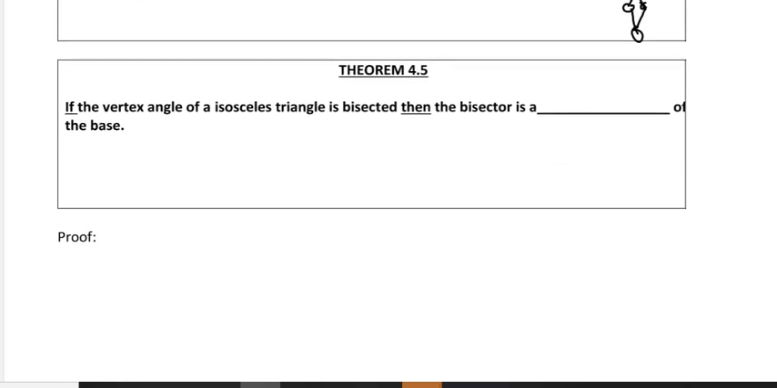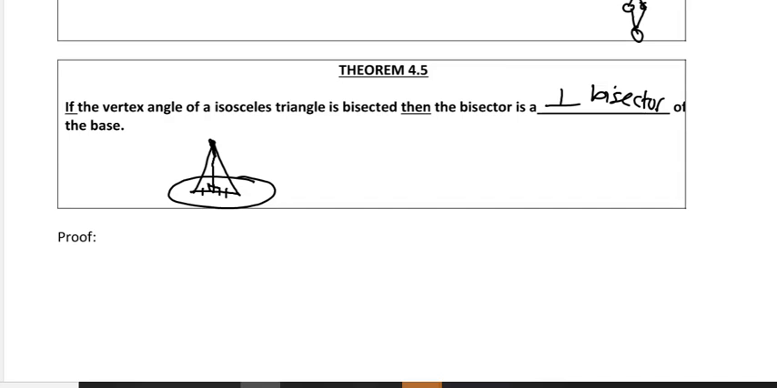Now we have one last thing here. If the vertex angle of an isosceles triangle is bisected, then the bisector is a, let's take a look. If the vertex angle of an isosceles triangle is bisected, what does it look like it does to the bottom? Sure does look like those are perpendicular, and it also looks like those are congruent. So if the vertex angle of an isosceles triangle is bisected, then the bisector is a perpendicular bisector of the base.